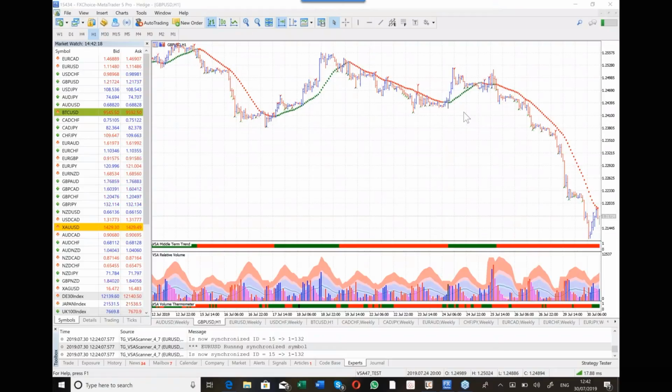Okay, so can everyone see, just before I start, the British pound USD 1 hour chart, which I'm going to analyze for you and show you exactly where this is going, because I think I know exactly where it's going. Can everyone see it?